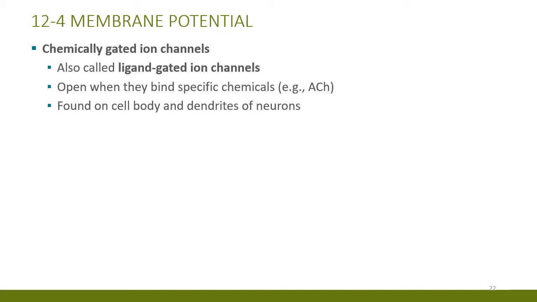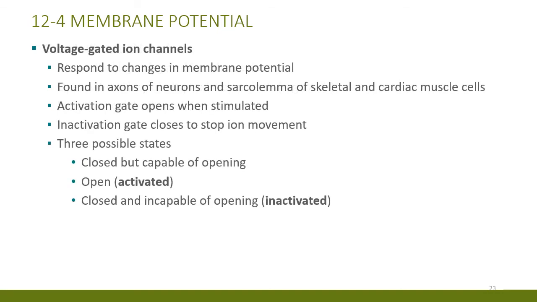So again, chemically gated ion channels, also called ligand gated ion channels, open when they bind to specific chemicals, such as acetylcholine, found on the cell body and dendrites of neurons. Voltage gated ion channels respond to changes in membrane potential, and they're found in axons of neurons and the sarcolemma of skeletal muscle and cardiac muscle cells.